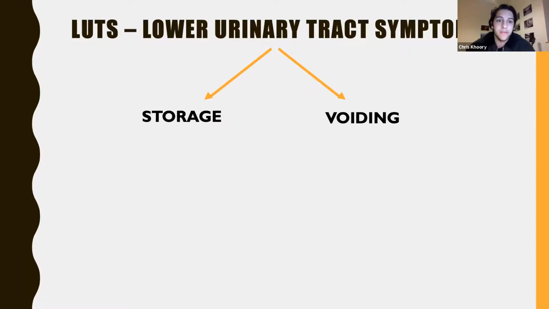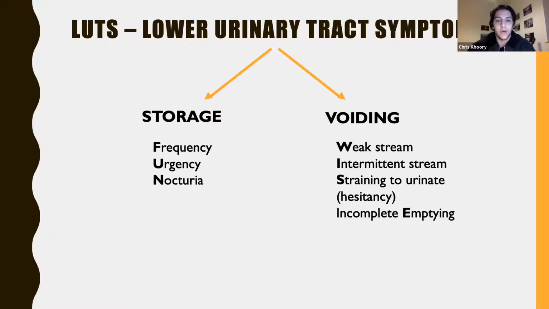So there's an acronym FUN to remember your storage symptoms. So frequency, so going multiple times, urgency, where they get the sudden feeling they need to go, and nocturia, so getting up more than 2 or 3 times in the night to go to the toilet. And voiding symptoms: weak stream, intermittent stream, straining to urinate, and incomplete emptying. So the acronym you can see there used to remember that is FUN and WISE.